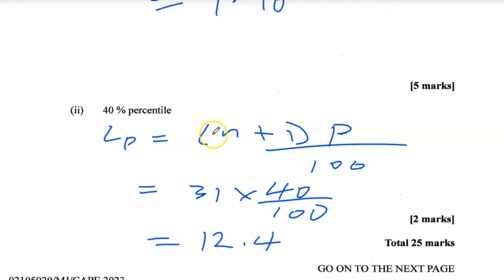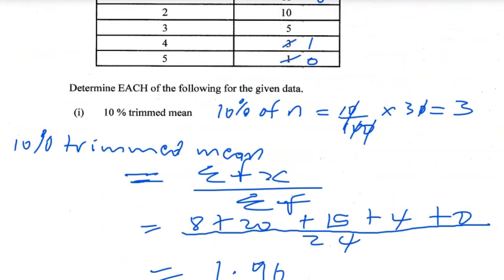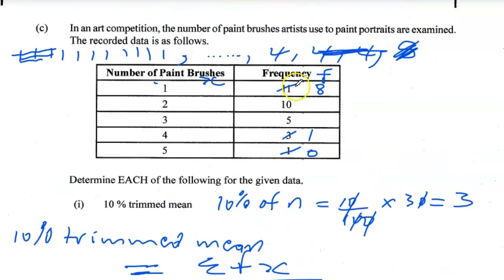So the 40th percentile is at 12.4, and again 12.4 is just a position. So let's find the actual 40th percentile now. The actual 40th percentile would be between the 12th and the 13th position. Alright? So we have 11. So the 12th one will be, so if you think about it, again, I'll do this quickly.